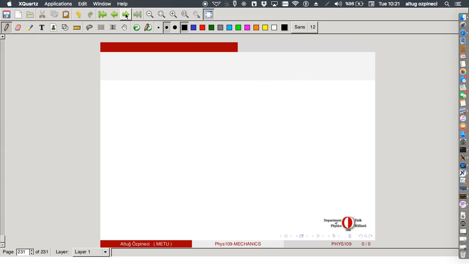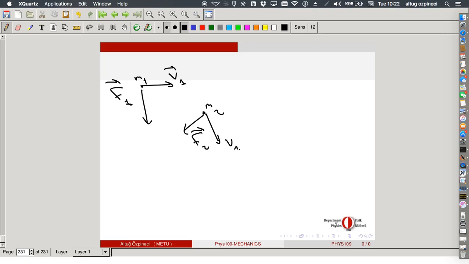First, let's try to generalize. Here we are only talking about two objects. Now, let's again have two objects. This is mass 1, this is mass 2, this is F1, this is F2. So they might be moving in arbitrary directions, V1, V2. Now let's look at what happens if there are external forces. So these are the net forces acting on my object.